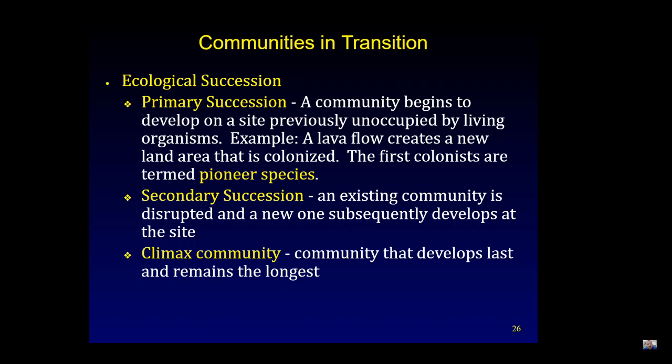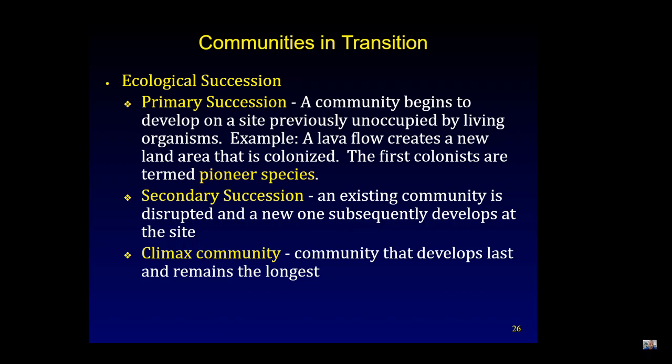Secondary succession, on the other hand, is when an existing community is disrupted and a new one subsequently develops at the site. We can think of secondary succession as, let's say you have a beautiful forest and a fire comes in, wipes out everything, kills the community. Well, then in secondary succession, a new community evolves after that, right? Or we can think of climate doing this. Maybe a beautiful rainforest turns into a desert. That would be secondary succession as well.